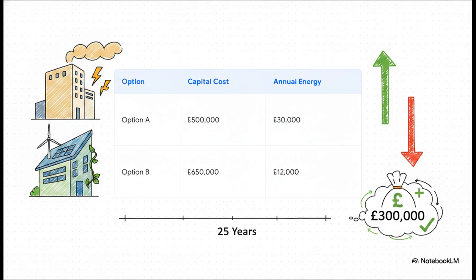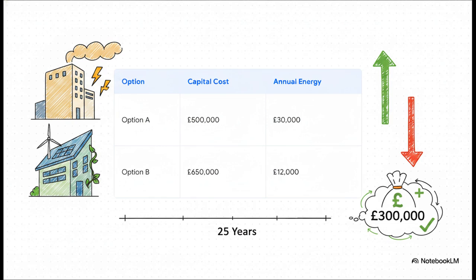Option A is cheaper to build. It costs £500,000 up front, but it's an energy hog, costing £30,000 a year to run. Option B is way more sustainable, but it costs £650,000 to build, so an extra £150,000 up front. However, its energy bill is only £12,000 a year.